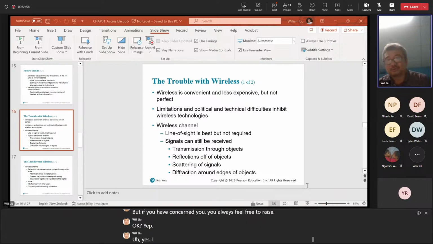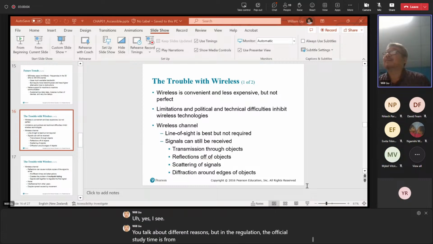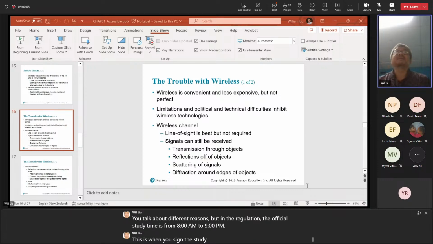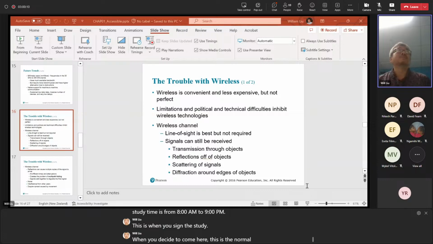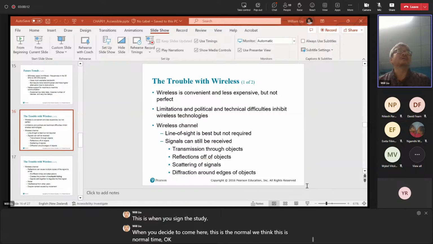Yes, I see you talk about different reasons, but in the regulation, the official study time is from 8 a.m. to 9 p.m. This is when you start the study, when you decide to come here. We think this is normal time, so it's not something special.